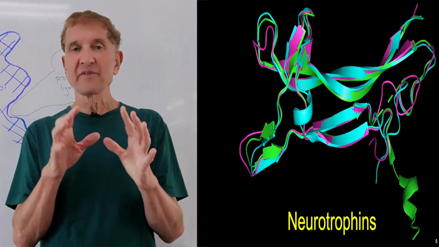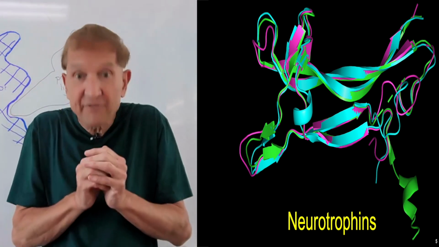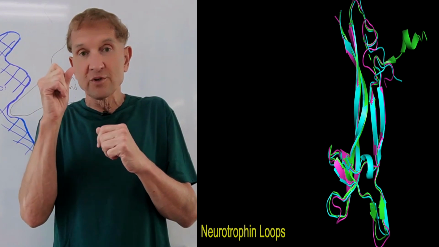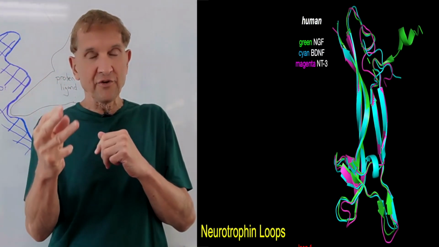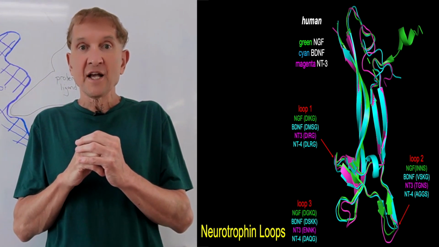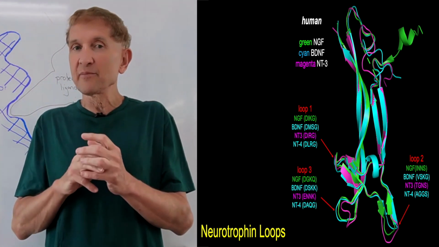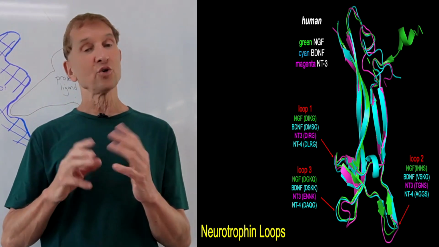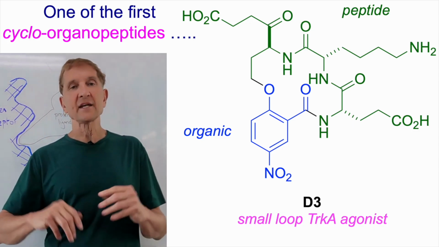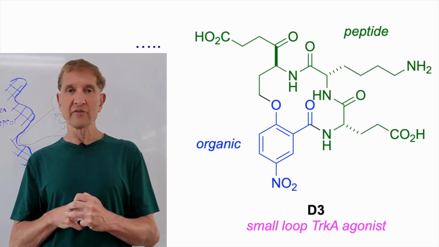When the neurotrophins bind the TRK receptors, they dive in headfirst into the TRK, and they expose these three loops, loops 1, 2, and 3, to binding the TRK interface there. So these three loops are responsible for most of the affinity of binding, and therefore they're called hot loops. D3 is a hot loop mimic of nerve growth factor, one of the neurotrophins.